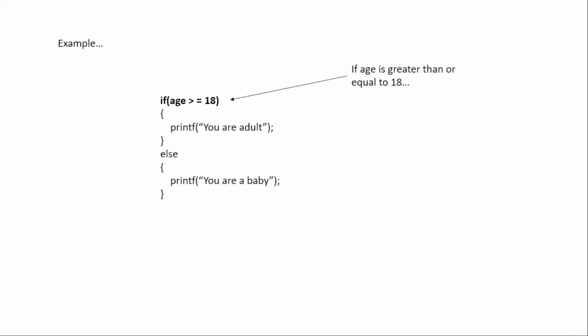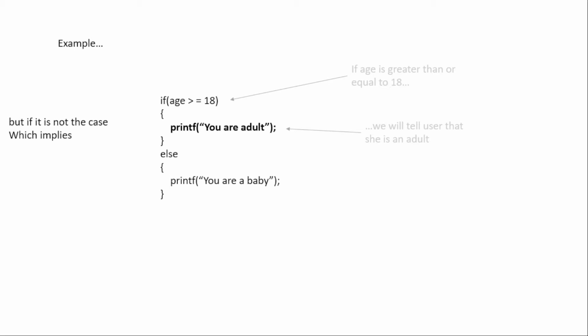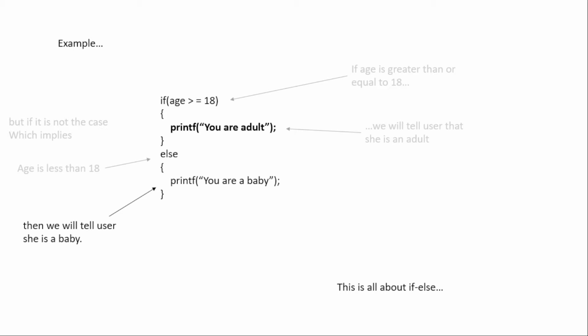If age is greater than or equal to 18, we will tell the user that she is an adult. But if it's not the case, which implies age is less than 18, then we will tell the user she is a baby. This is all about if else. Let's move on to switch.